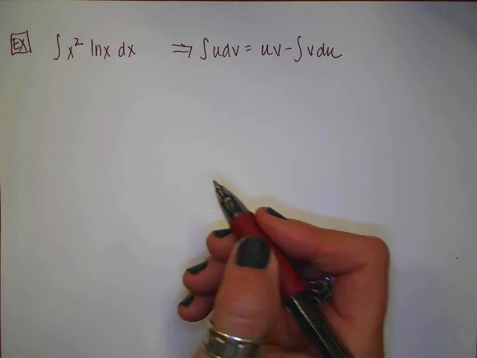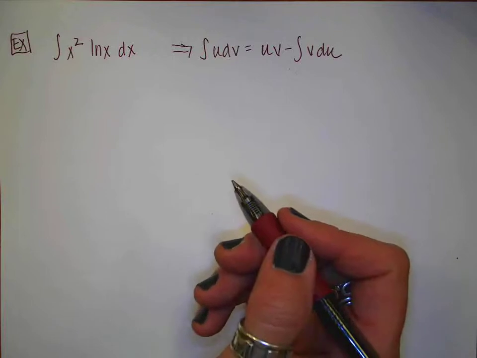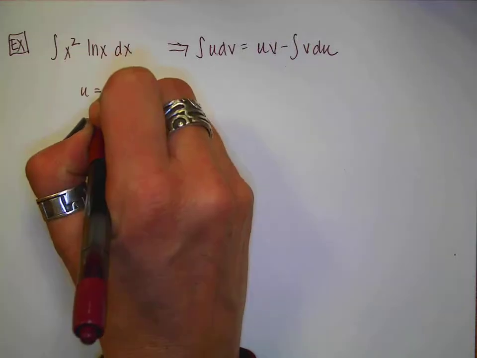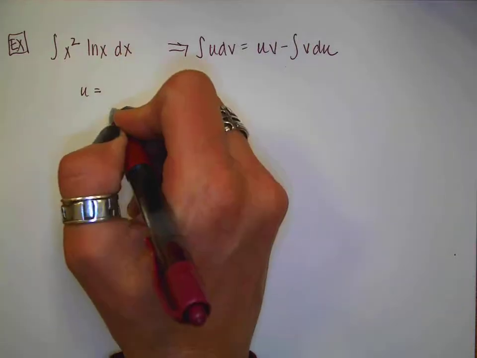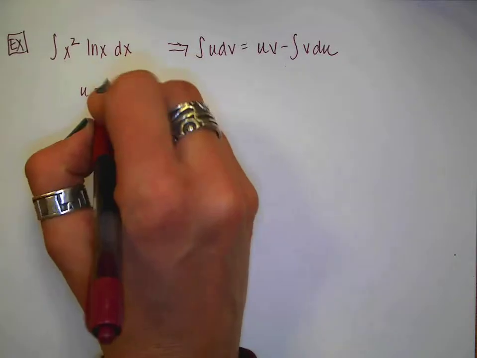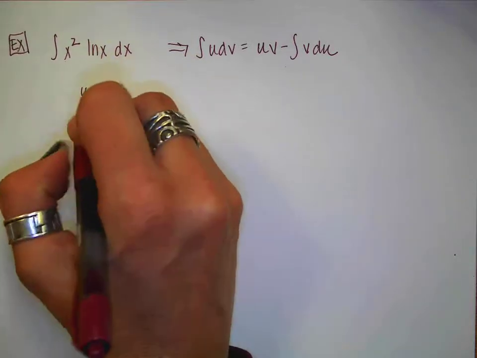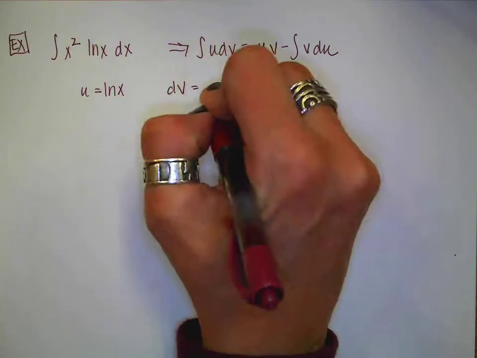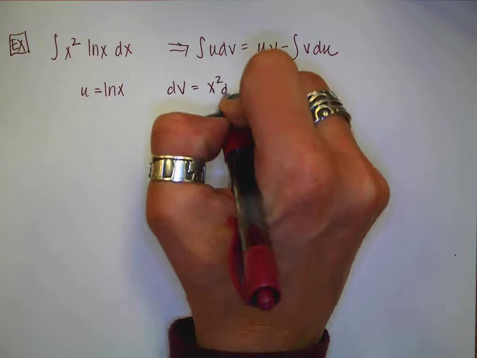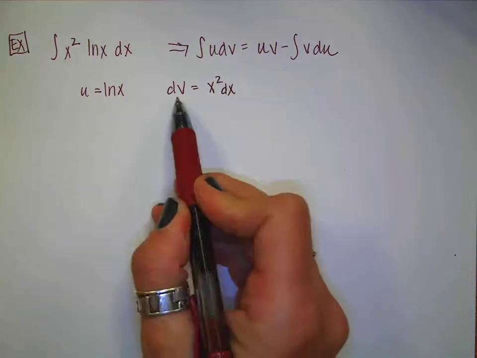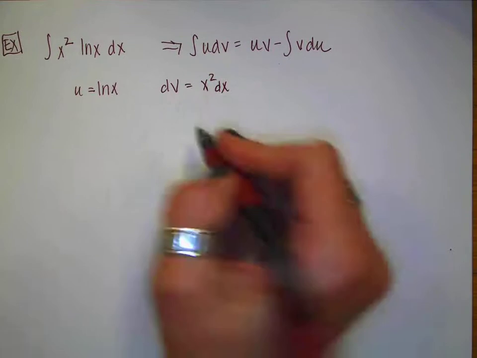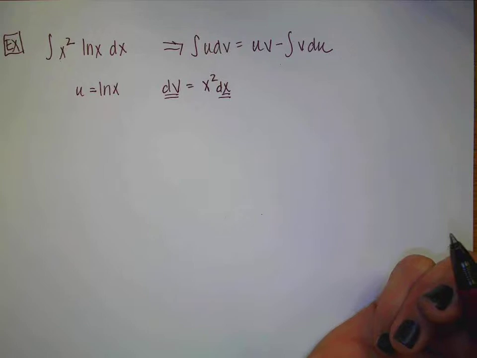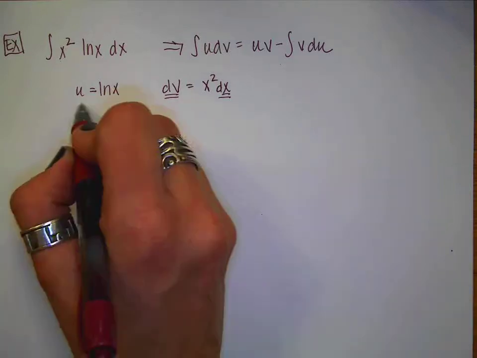So now I need to find all of my pieces. So in this one, I'm going to set it up. I'm going to let u equal the natural log of x, and then I'm going to write it right here, my dv is going to be the x squared dx, okay? Because remember, the other thing that I didn't tell you is your dv needs to include your dx. Boy, that's highly technical terminology.